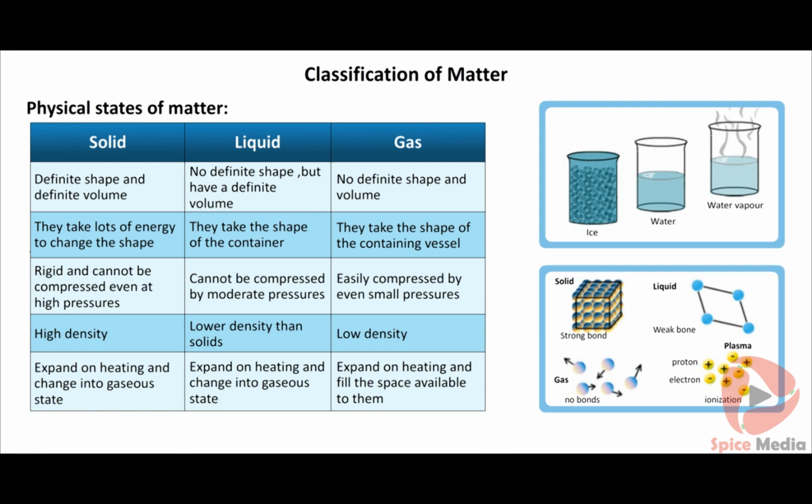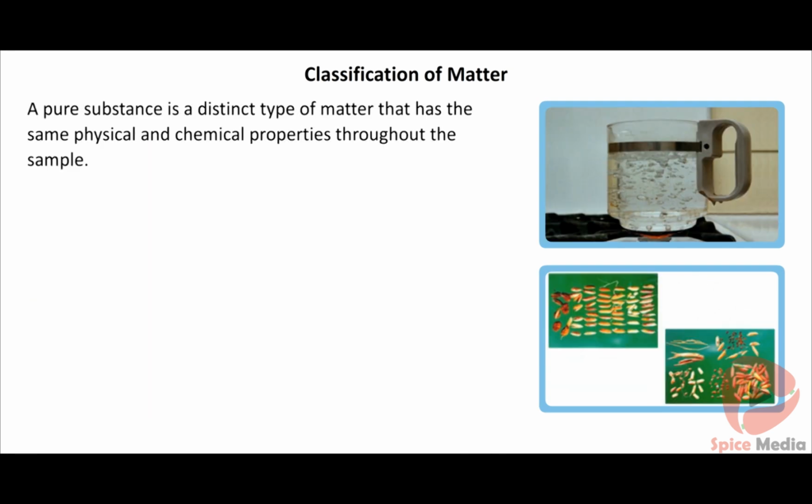They have low densities. A pure substance is a distinct type of matter that has the same physical and chemical properties throughout the sample. Substances rarely exist in a pure form in nature. Often they are mixed with many other substances or materials. Their physical properties and chemical properties are either changed or are not clearly visible because of the presence of other substances. Click on the animation button to view the animation.